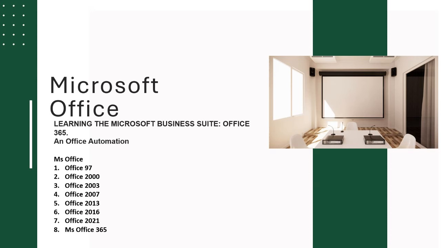When Microsoft introduced Microsoft Office for office automation, they first introduced Office 97. These are the different versions I have written here. So just check your slide, the screen in front of you. In the screen, almost all the versions are written. Office 97, then Office 2000, then 2003, 2007, then 2013, then 2016, and 2021, and now 365. We will learn 365 here.